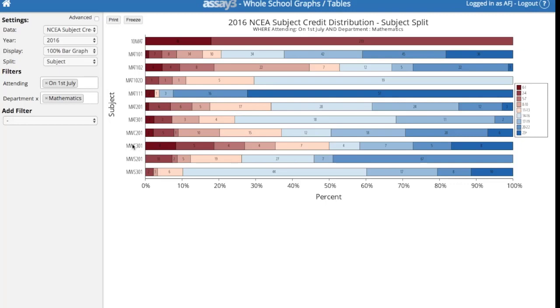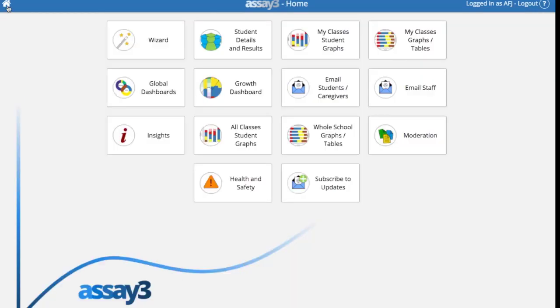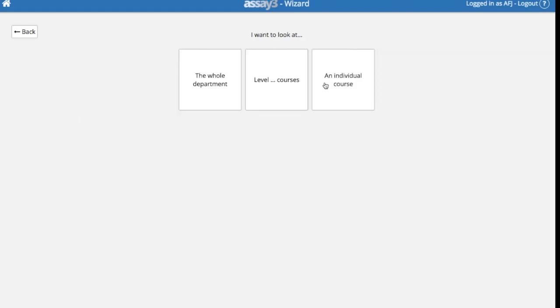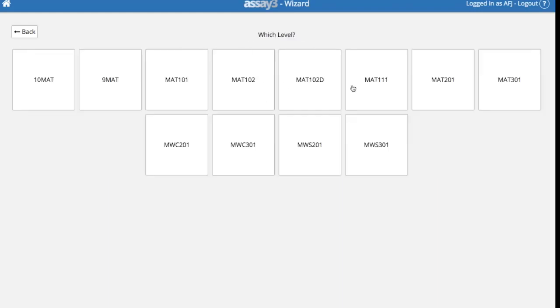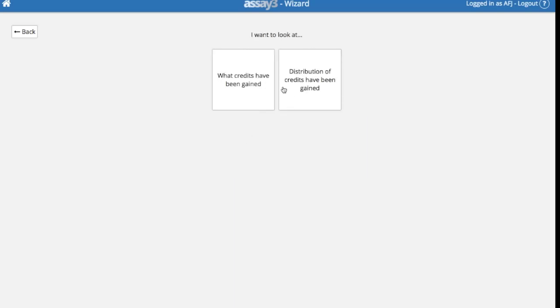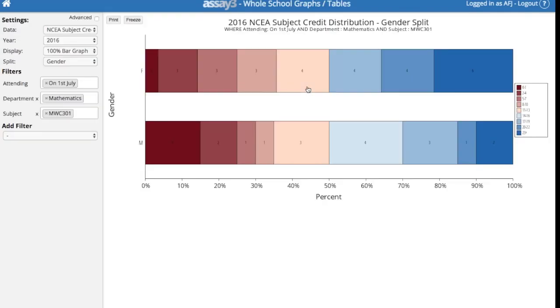We might want to do a little bit more digging into this Maths with Calc 301 course, so we're going to come back to the main menu, Wizard, HOD, Maths, and this time we just want to have a look at an individual course. We want to look at this Maths with Calc 301 course, and we want to split this up by gender. And again, we'll have a look at that distribution of credits. So looking at that, we've got a 50% pass rate for both the boys and the girls. So it's not as if the boys or the girls are affecting the pass rate in level 3 calculus.